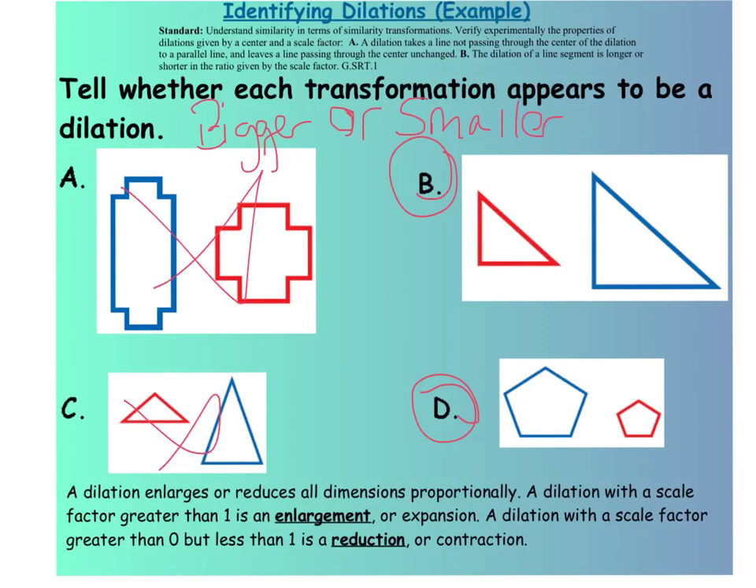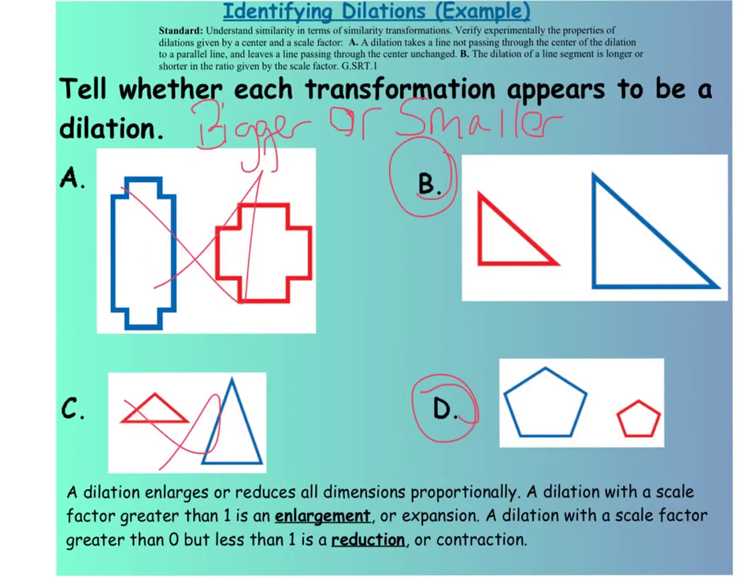Well, the only problem is we have to remember that word proportionally. Way down here at the bottom of the page where the definition is located: dilation enlarges or reduces dimensions proportionally. So it's going to look like the same picture, like B here looks like the same picture, just smaller. And the same thing with D. But then clearly C does not and A does not.